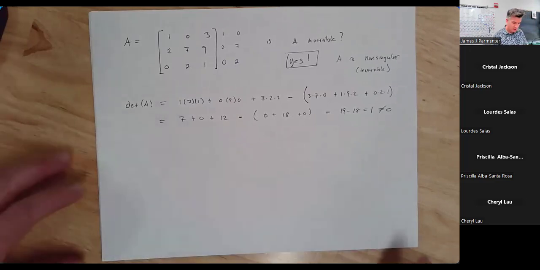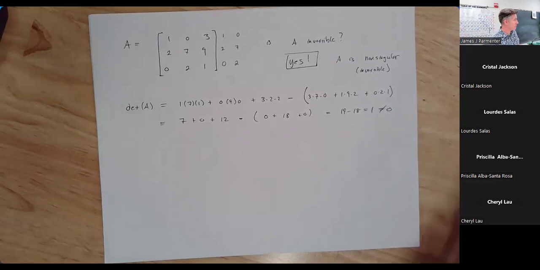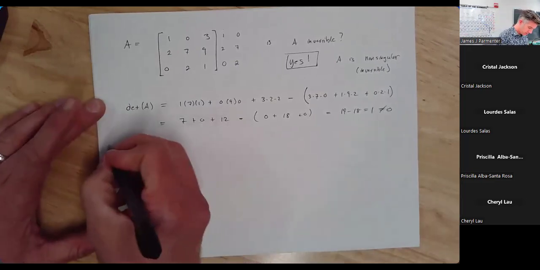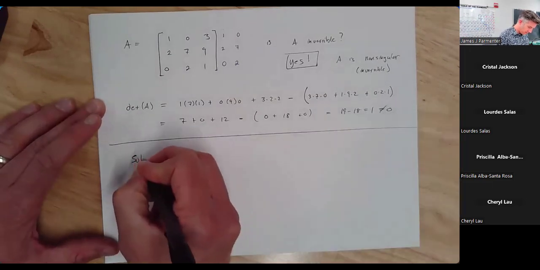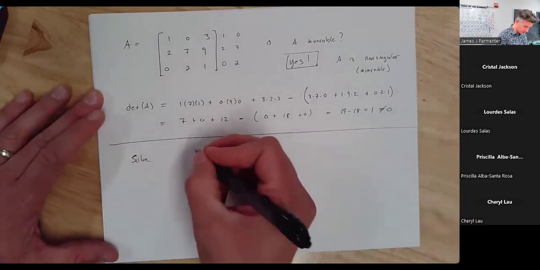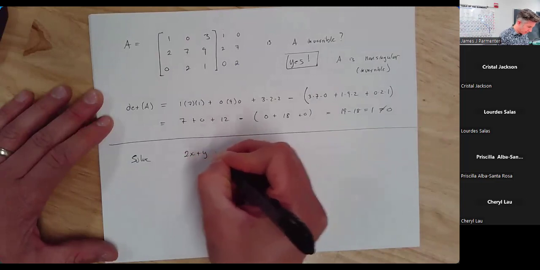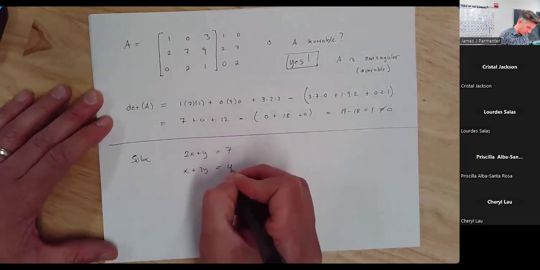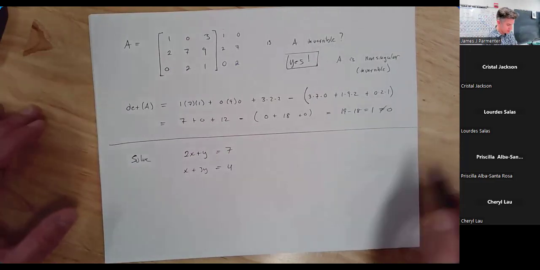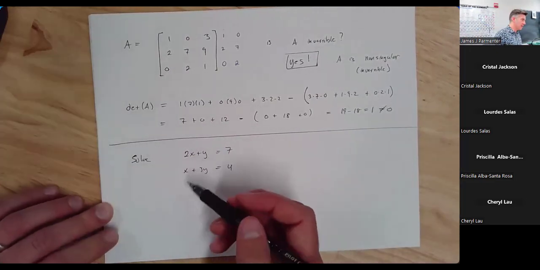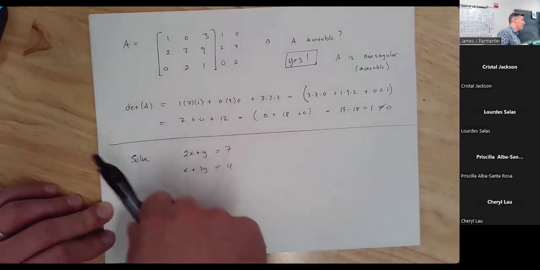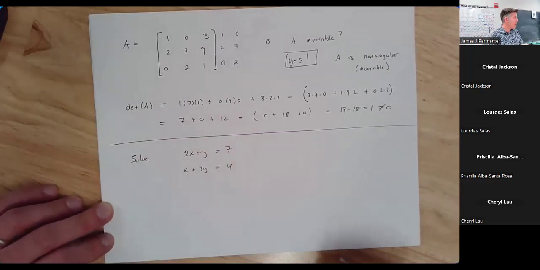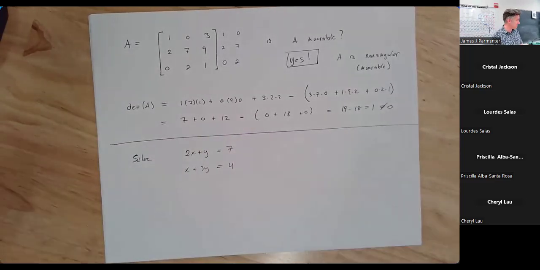So the reason we talk about the inverse sometimes is because it helps us solve matrix equations. For example, if we wanted to solve the system of equations 2x plus y equal to 7 and x plus 3y equal to 4, well, we could solve for x and then plug back into the other equation and solve for y and then plug back into the other equation and solve for x again. But it's faster to write it as a matrix equation.